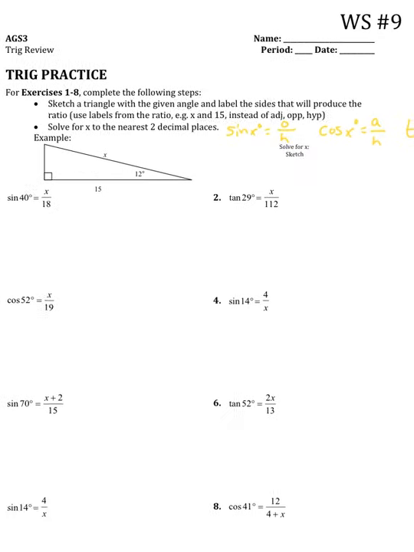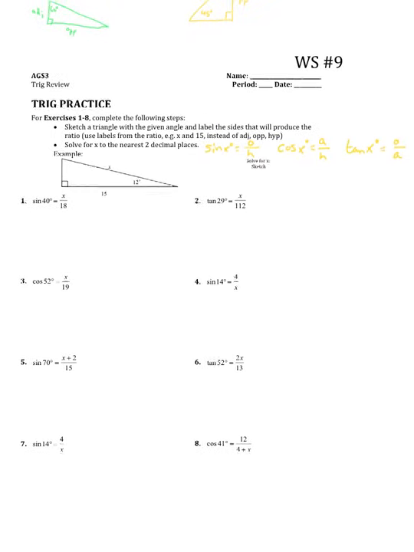If I'm looking at the first problem here, we'll zoom out just a little bit so you can see that. The first problem says sketch a triangle, label the sides that will produce the ratio, and then solve for x to the nearest 2 decimal places. The triangle's already sketched for us in the example, which is nice. I see that I have 12 degrees, and then I have the adjacent side and the hypotenuse. So if I were to set this ratio up, I would say cosine of 12 degrees, because cosine deals with the adjacent side and the hypotenuse, equals 15 over x. And then I need to solve for x algebraically.